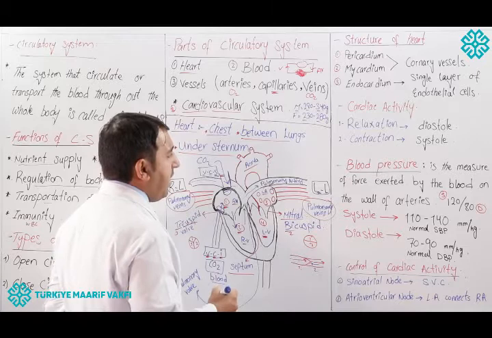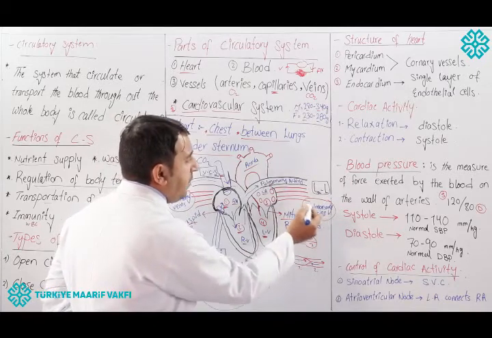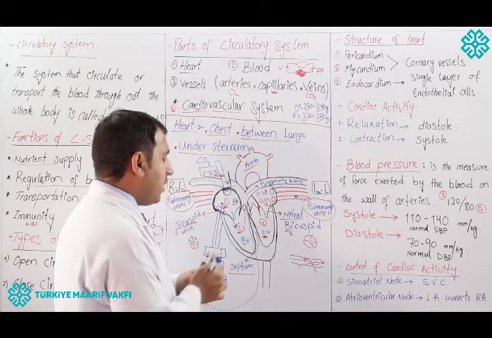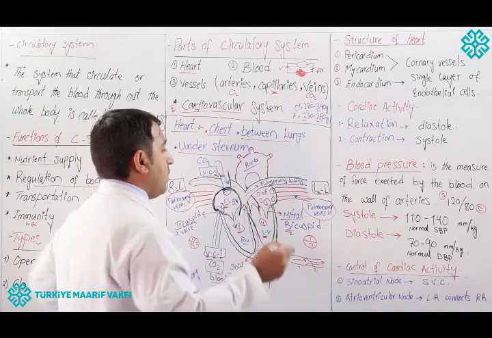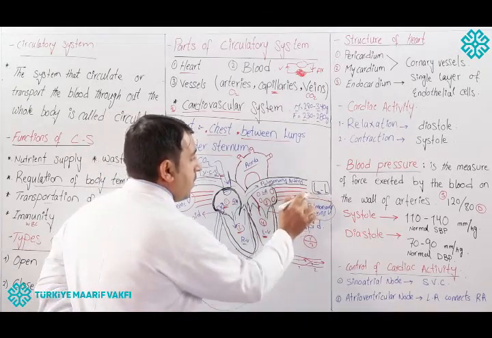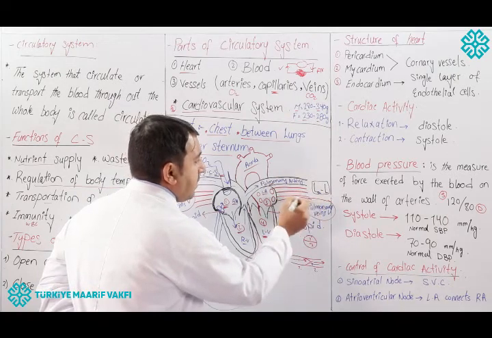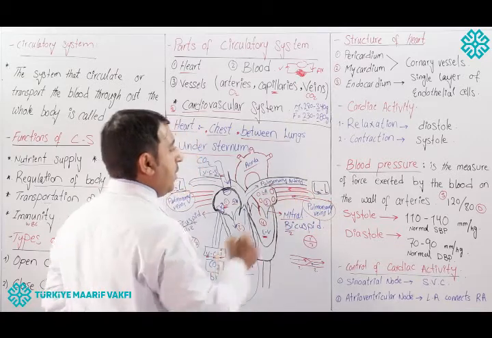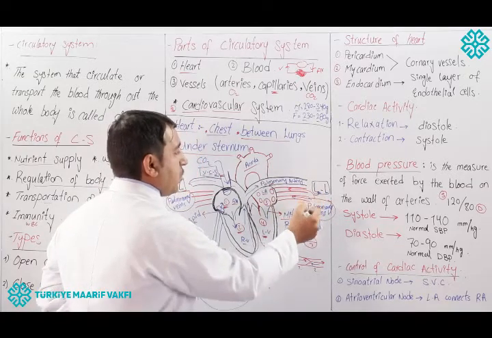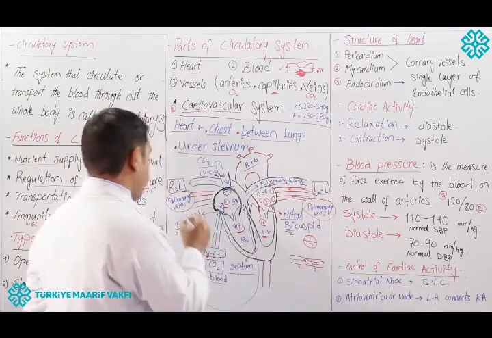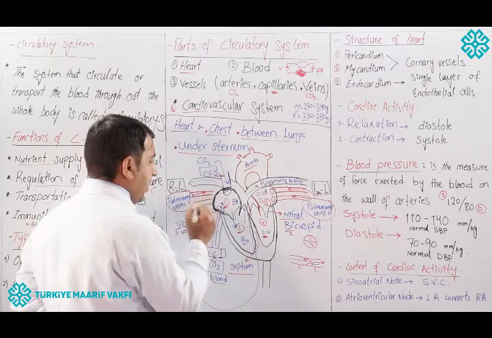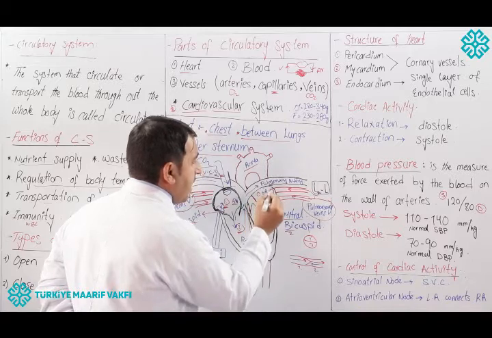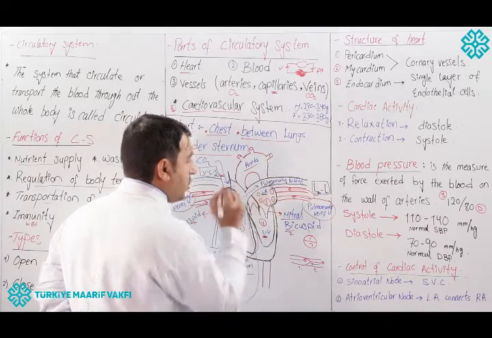Now the clean blood is coming through what? Through the pulmonary veins. Now I am going to write the vector with red color. Why? Because it is the clean blood. From the lungs, the pulmonary veins send the oxygenated blood, and it is coming to the right side and to the right atrium.